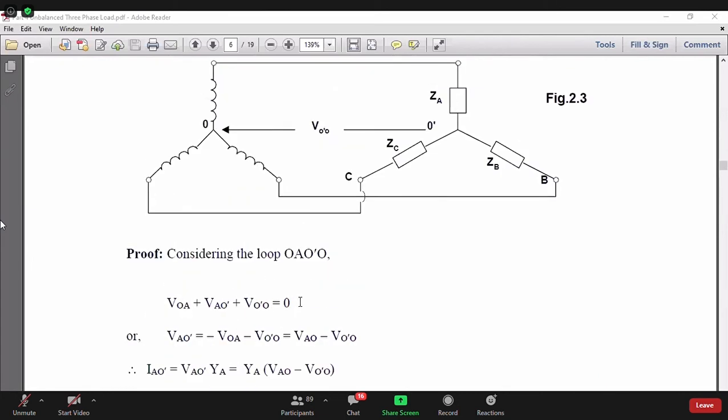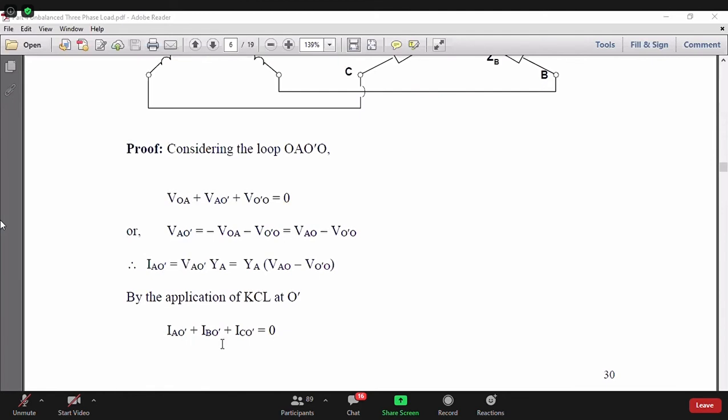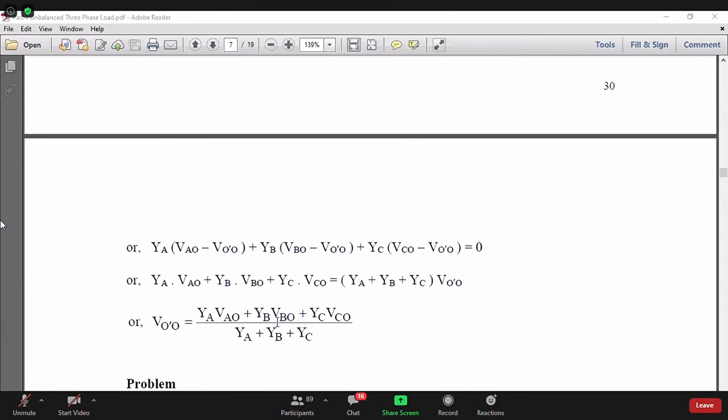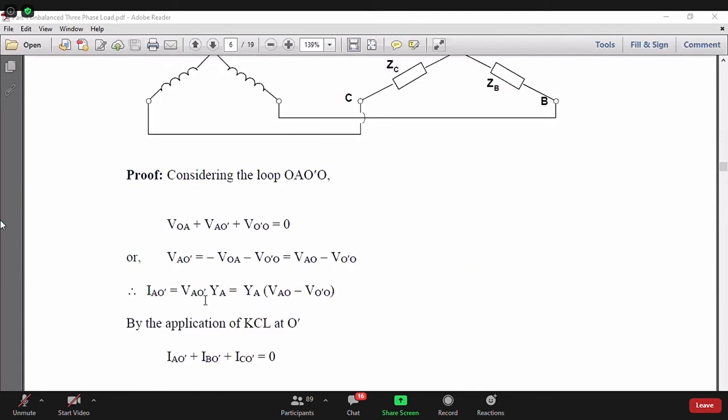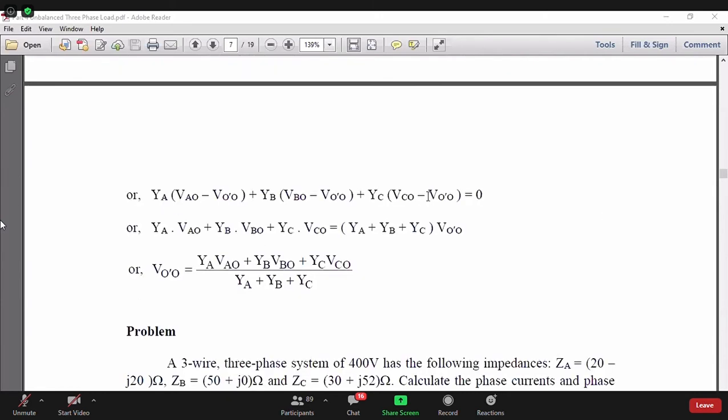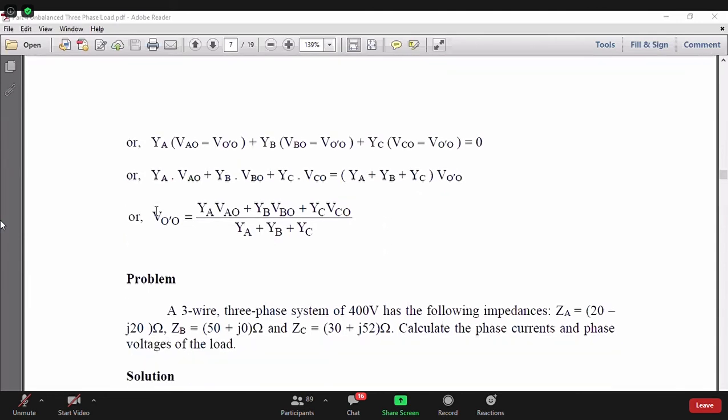And then you apply Kirchhoff's current law at the neutral of the load. So summation of the three currents has to be zero, because Kirchhoff's current law you cannot violate. So you put these three expressions. Here, IAO is this. IBO prime will be YB into VBO minus this. ICO prime will be YC into VCO minus V neutral shift. So I simply put this and then I do some algebra. You can do it faster than me. So neutral shift is this. So I can calculate this.